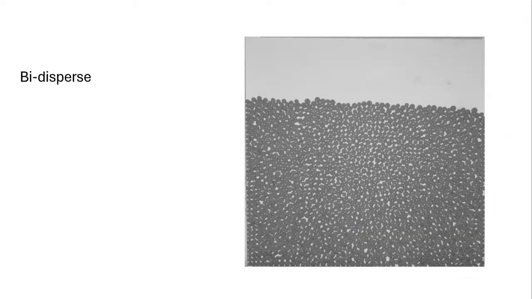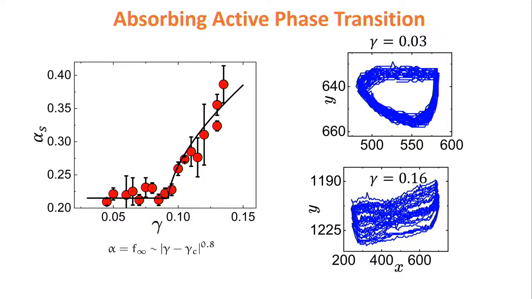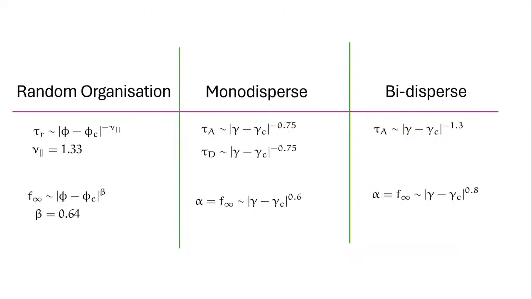You can do the bidisperse system, and it just shows similar kind of behavior, except for the exponent, so let's look at the exponent. Random organization exponents were about 1.33 for relaxation time. F infinity was like alpha, so that scores like beta was 0.64. This term is kind of 0.8, 0.64, this is a plus minus about 0.2. So this could match up the F infinity parameter. For a monodisperse system this is 0.75. The bidisperse system and random organization have similar kind of numbers. This is 1.33, that's 1.3. But the monodisperse system seems to be very, very different. It's a number of 0.75.